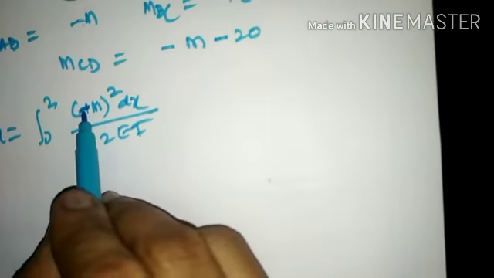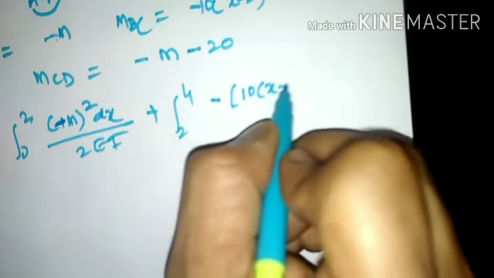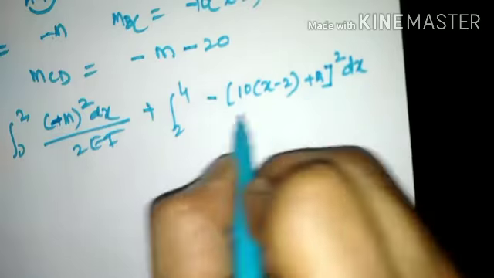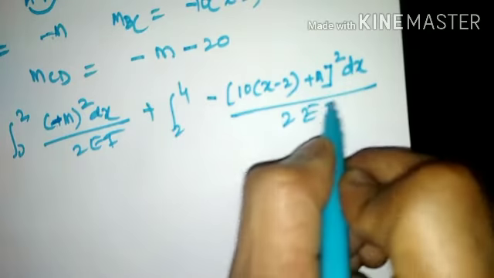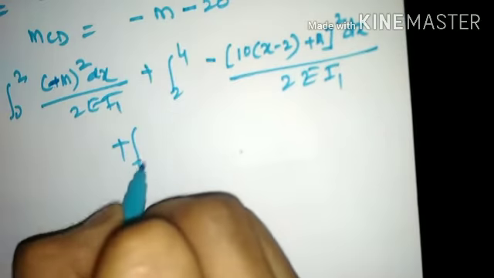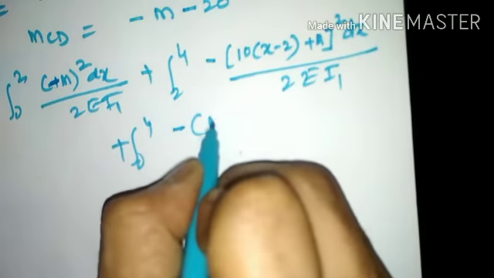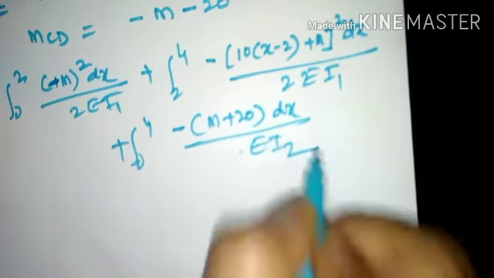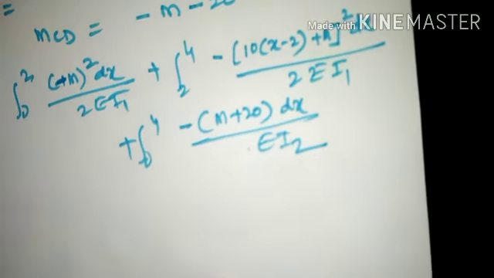2EI. This anyway, minus will come out to positive because it is going to square up. Then the next expression, 2 to 4, if you take minus common outside, it is 10 into (x minus 2) plus M, square bracket, dx divided by 2EI, and both I's are I1. Then the last expression is 0 to 4, minus of M plus 20, dx divided by EI2. This is what is the expression of the last term.